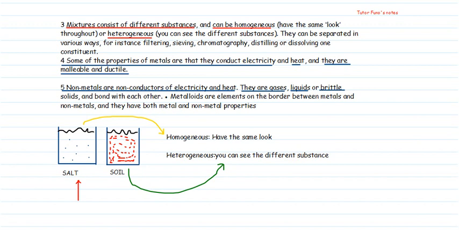We have also types of metals, and this is the type that I'm making an example with. Metalloids are elements on the border between the metals and non-metals, and they have both metal and non-metal properties. But the most I would want you to know is the examples of non-metals are this one, and also think of wood and so on. And then also we have some properties of matter that conduct heat, and they are malleable and ductile.